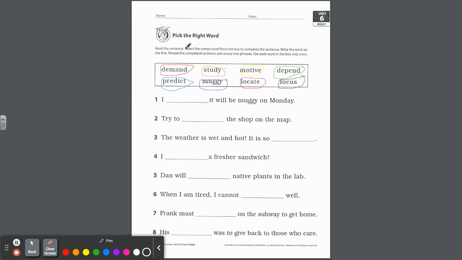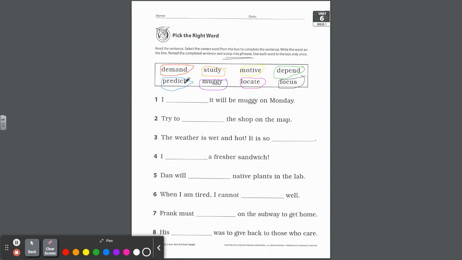Now, I've done this kind before. We're going to read the sentence, choose the right word from the box to complete the sentence, and write the word on the line. Instead of me writing the word that takes me forever, I'm going to color code it by circling it the color that it is in the box that we just did. And then it says, reread the completed sentence and what? Scoop into phrases. Yes, you're going to use each word only one time. All right, so let's look at number 1. I blank, it will be muggy on Monday. Muggy means humid with the weather. Now, obviously, I muggy wouldn't make sense.